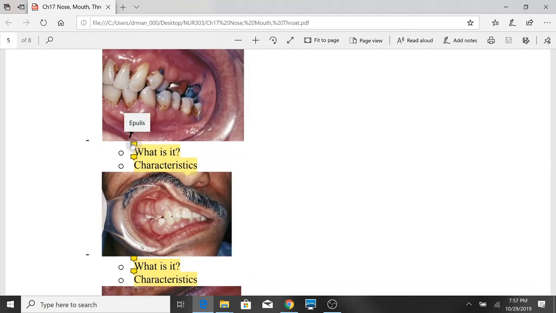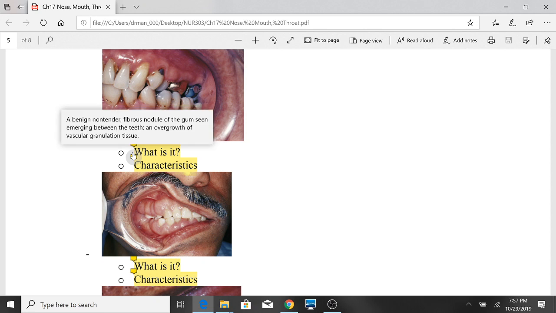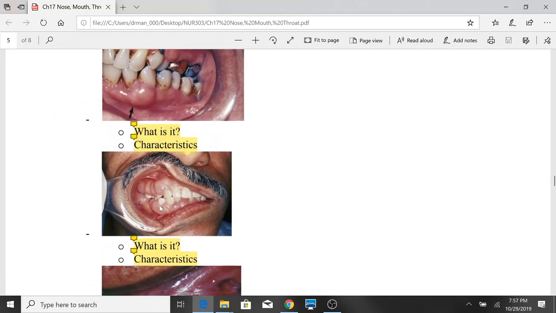This is an epulis. It's a benign, non-tender, fibrous nodule of the gum seen emerging between the teeth, an overgrowth of vascular granulation tissue, basically. Nodule on the gum. Pretty easy. Swollen gums, you can tell.